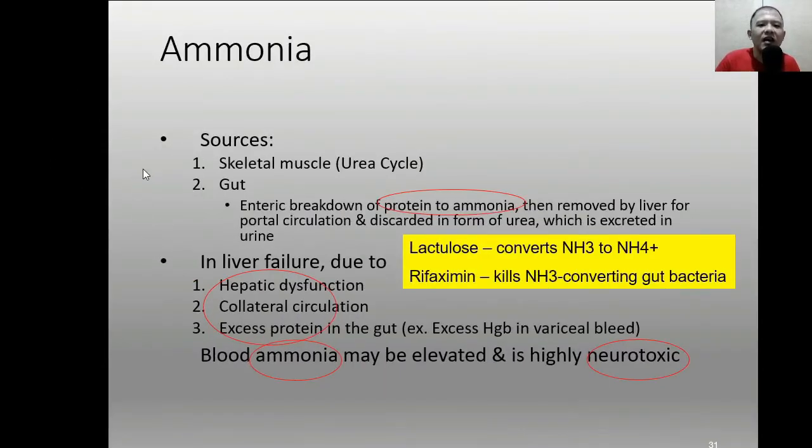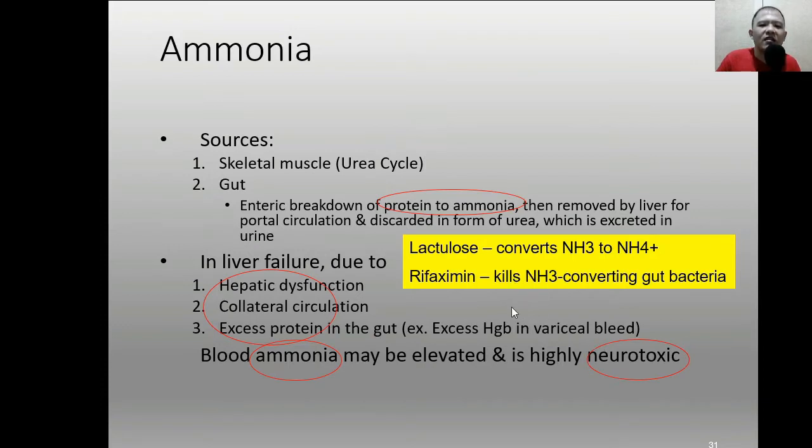Ammonia is a byproduct of protein metabolism. Normally it is removed by the liver and detoxified into urea, which is excreted in the urine. However, in liver failure, secondary to the following conditions: dysfunction, collateral circulation, and excess protein in the gut, you have ammonia lingering in the blood. And it crosses the blood-brain barrier and causes neurotoxicity.